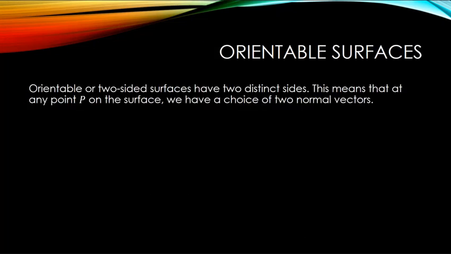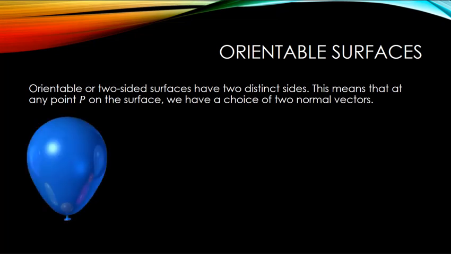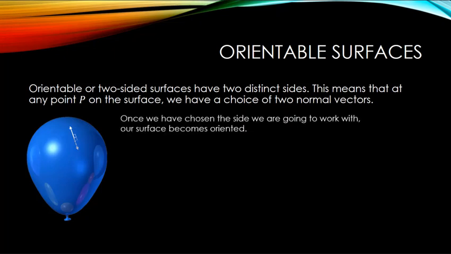Orientable or two-sided surfaces have two distinct sides. This means that at any point P on the surface, I have a choice of two normal vectors. I can have a normal vector that points outward or a normal vector that points inward. And often I have to choose between these two normal vectors. Once I've chosen the side that I'm going to work with, my surface becomes oriented.